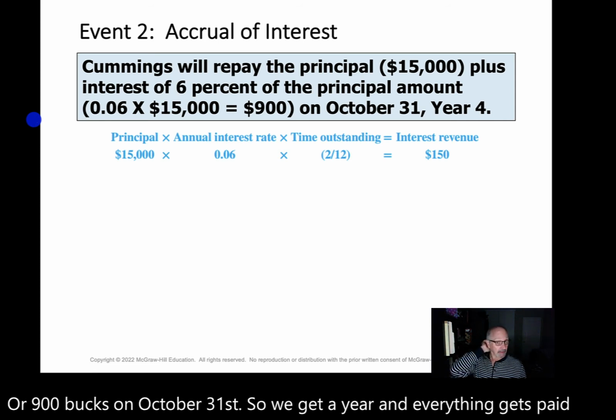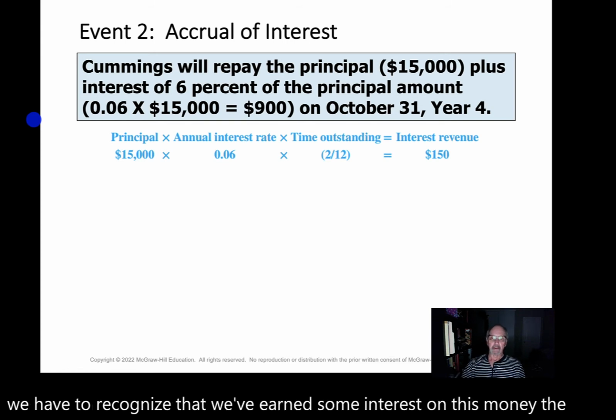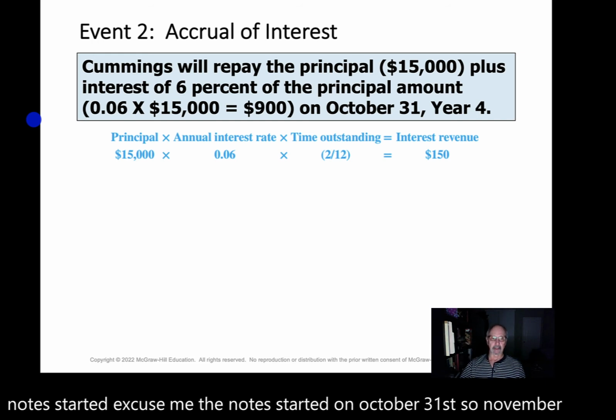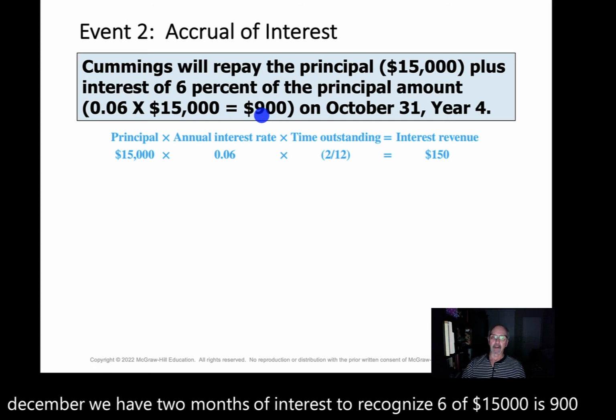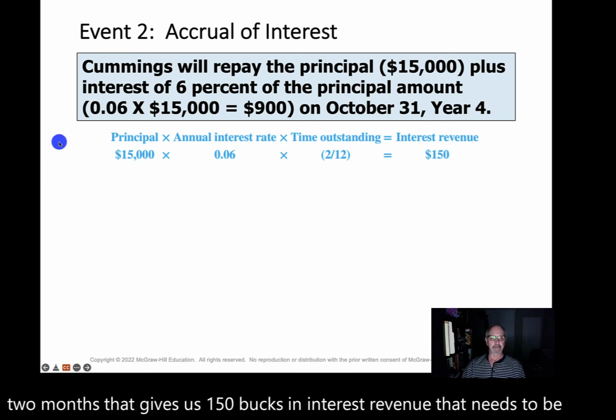Now, at the end of the year, we have to recognize that we've earned some interest on this money. The note started on October 31st. So November, December, we have 2 months of interest to recognize. 6% of $15,000 is $900, and then we take that annual amount, divide it by 12, and multiply times the 2 months. That gives us $150 in interest revenue that needs to be recognized in year 4.